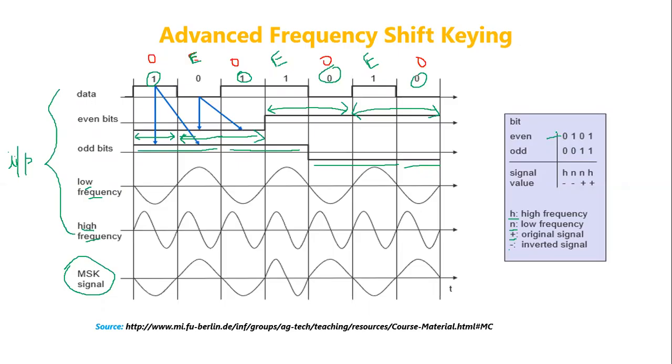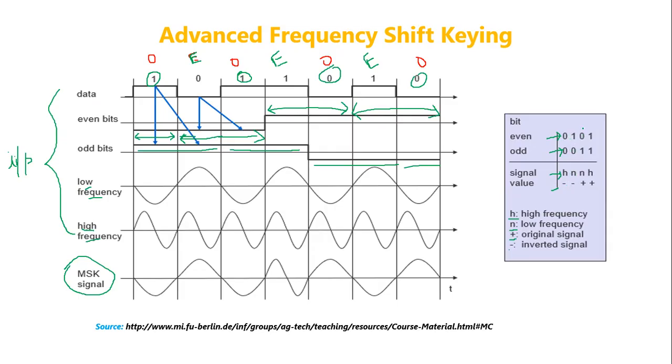If the even bit is 0 and the odd bit is 0, the resultant signal will be the inverted high frequency signal, because it is minus H. If the even bit is 1 and the odd bit is 0, the resultant signal will be an inverted low frequency signal.